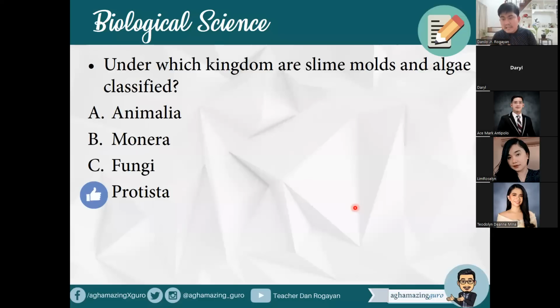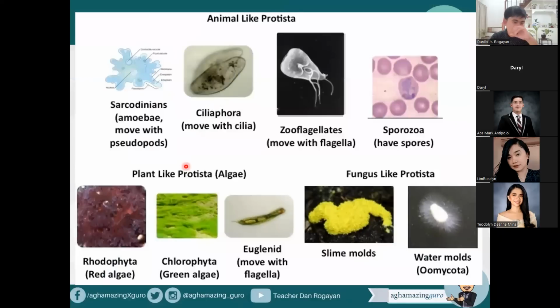Okay? Pero kapag molds lang, bread molds, yeast, these are under fungi. Ano pa yung fungi na meron? Microsporidia, mga fungi. Okay? So, meron kasi tayong tatlong classification ng protists. The animal-like protists like the sarcodinians, Ciliophora, zooflagellates, and Sporozoa. Examples ng mga sarcodinians, mga amoebae, moving with pseudopodia. So, ang tawag dun sa locomotory organ nila is pseudopodia. Ang Ciliophora, ang locomotory organ nila ay mga cilia, at ang mga zooflagellates, ang locomotory organ ay mga flagella. Okay? Sporozoa naman mga spores yan.